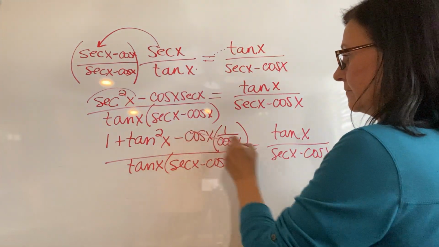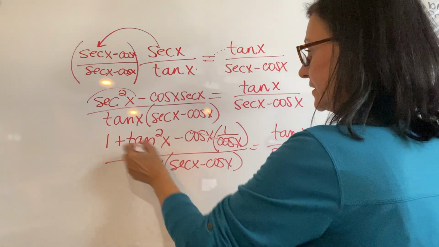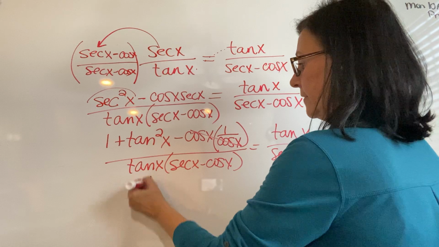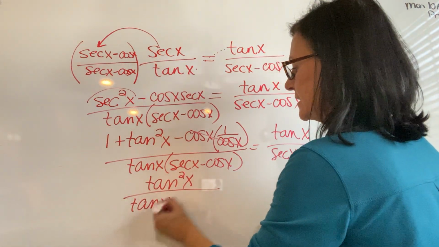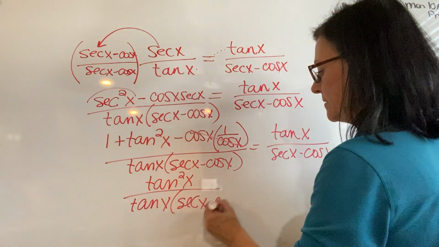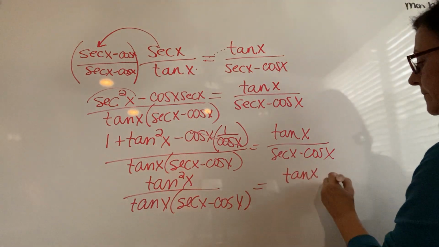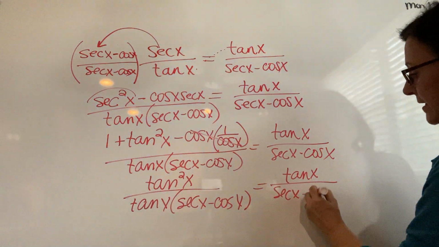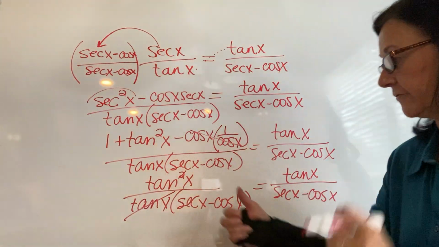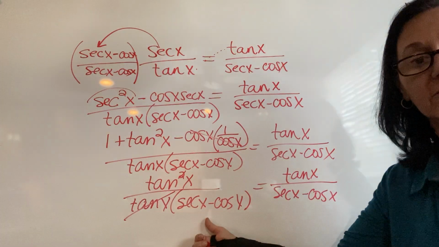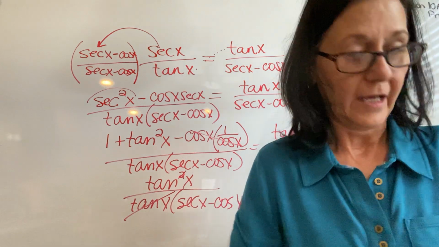Right, this is 1, right? And my 1's cancel out. So I'm left with the tan squared x over the tan of x times the secant x minus cosine x equals the tan of x over the secant x minus the cosine x. One of my tans eliminate, and I'm left with tan x over secant minus cosine. And that is, in fact, an identity.